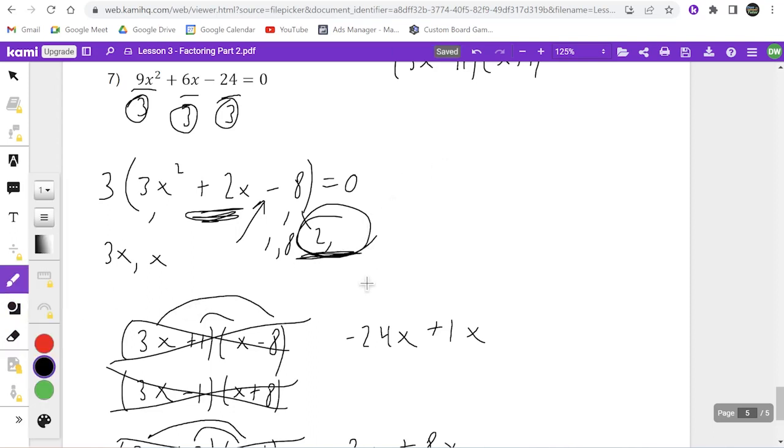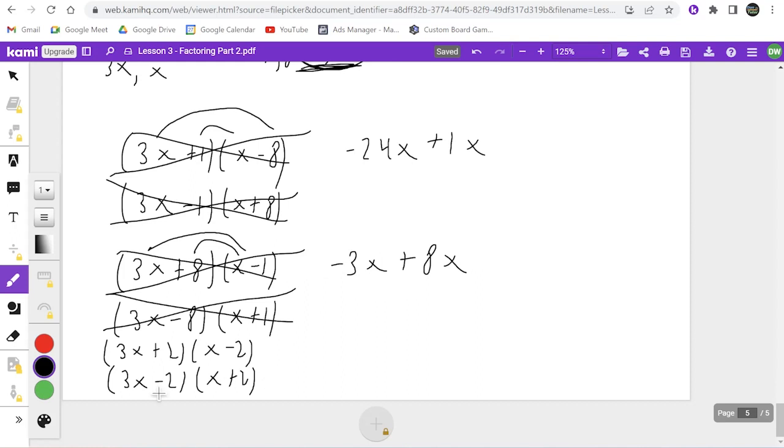That's why I always like a live audience, because they can catch my stupid mistakes. So yes, it's 2 and 4. Yes, that's going to change the factors.